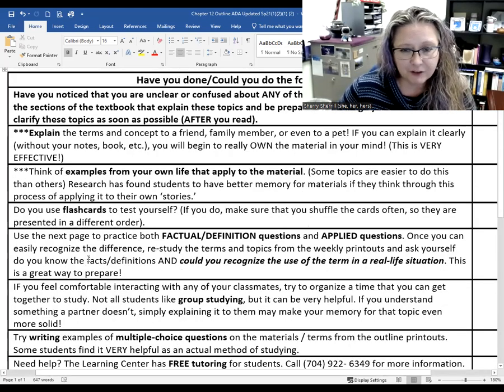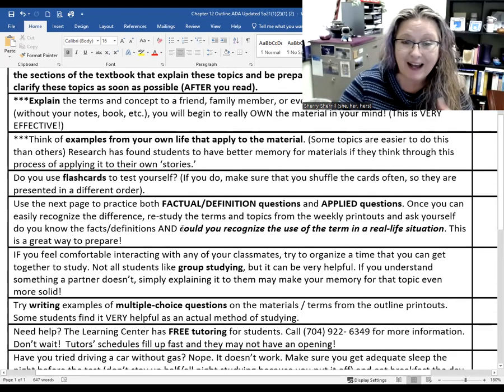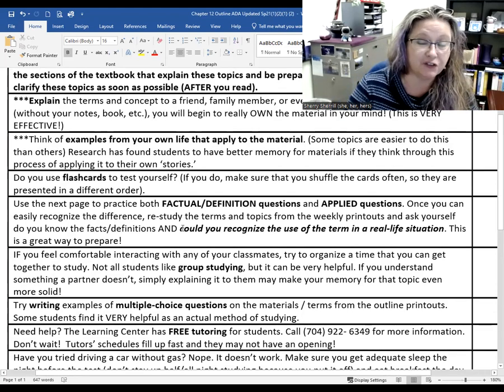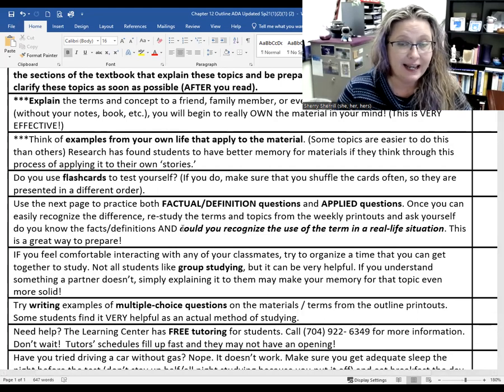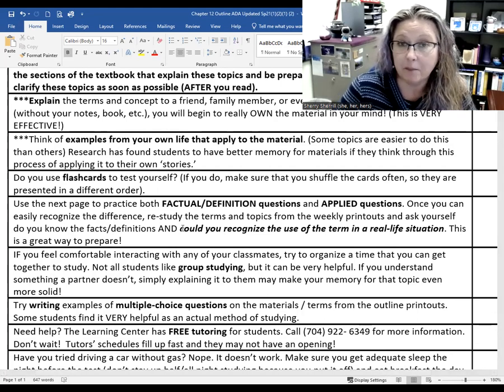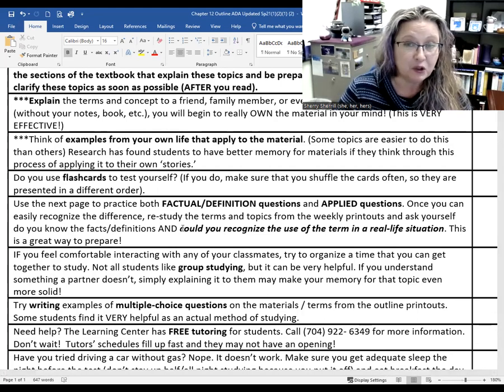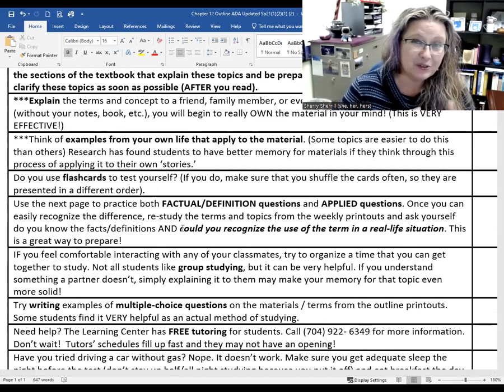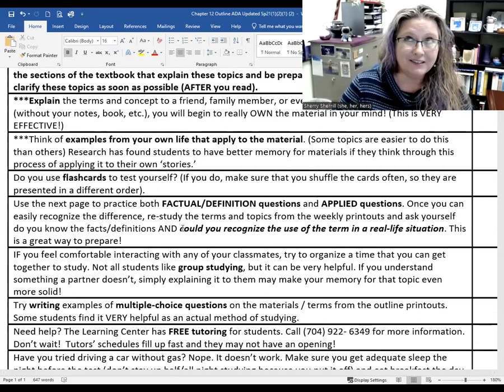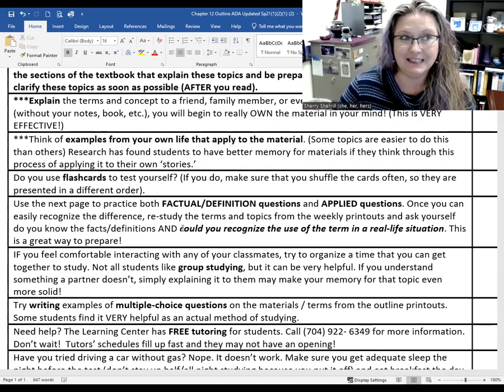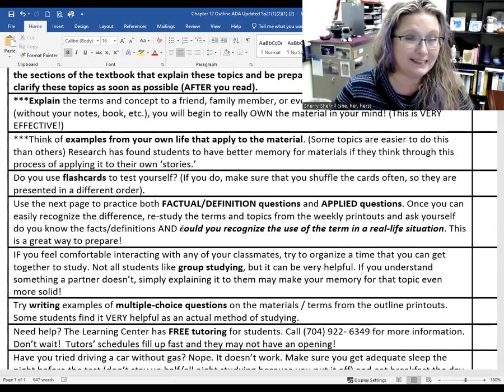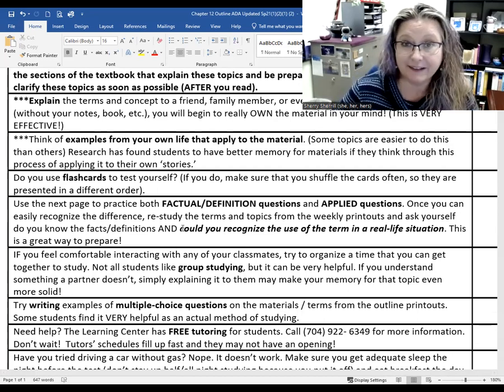I have a little bit further down an example of factual or definition questions versus applied questions. And you've already seen those in the mastery quizzes. If you look back at the wording, you'll see where the definition wording isn't in the question. It's an applied example. You've got to be able to recognize it.